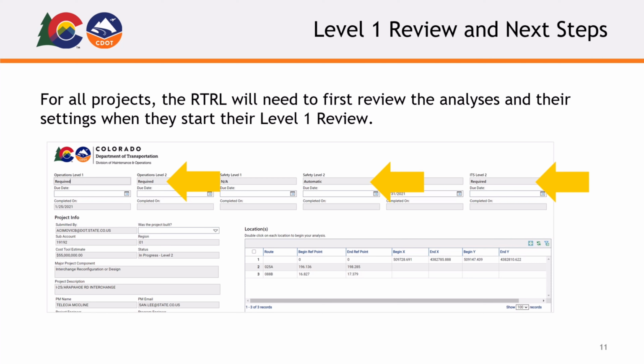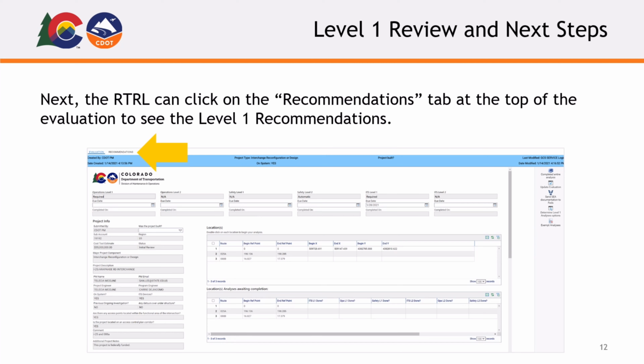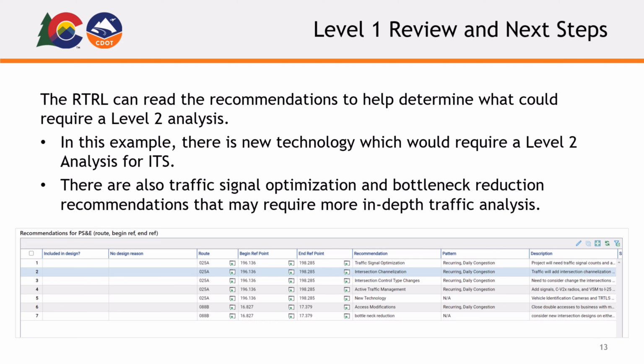For all projects, the RTRL will need to first review the analyses and their settings when they start their Level 1 review. Next, the RTRL can click on the Recommendations tab at the top of the evaluation to see the Level 1 recommendations. The RTRL can read the recommendations to help determine what could require a Level 2 analysis. In this example, there is new technology which would require a Level 2 analysis for ITS. There are also traffic signal optimization and bottleneck reduction recommendations that may require more in-depth traffic analysis. Review the list of recommendations to ensure they are complete and appropriate.